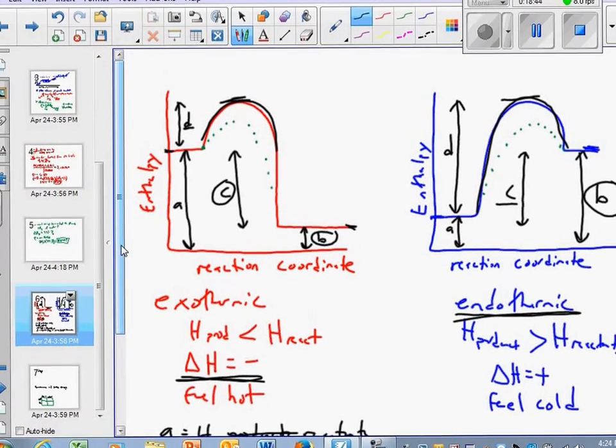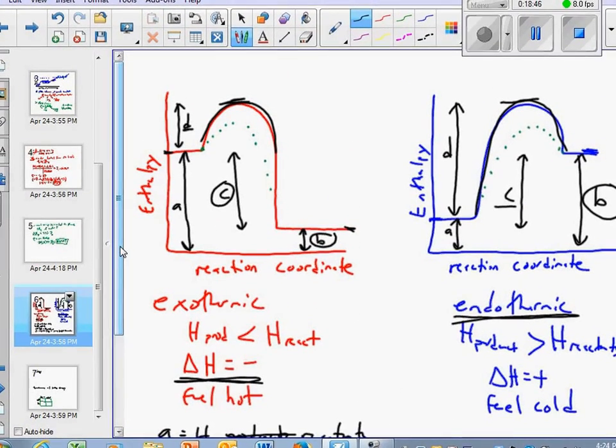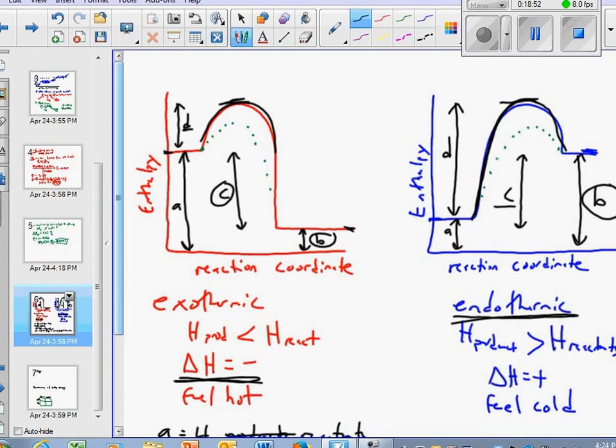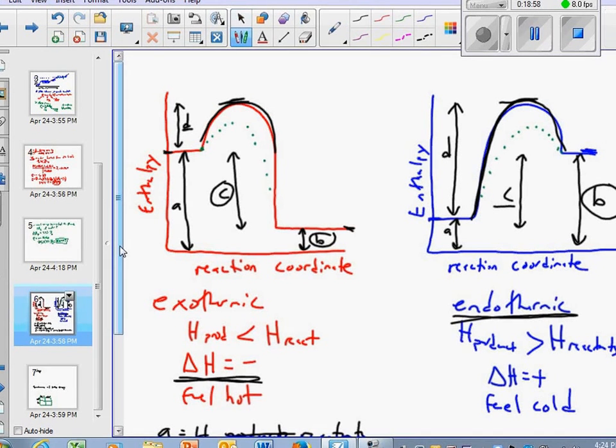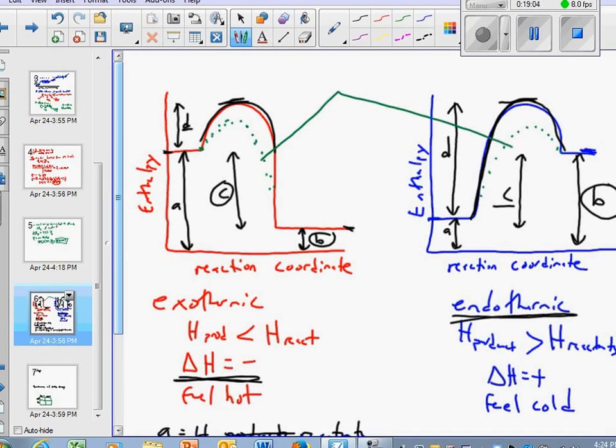Obviously, an exothermic reaction only needs a little bit of energy, where an endothermic reaction has a big hill to climb up, so they have large activation energies. So now we're going to add to something you learned in chemistry. You might notice these green dotted lines in here. That is what happens when we add a catalyst.